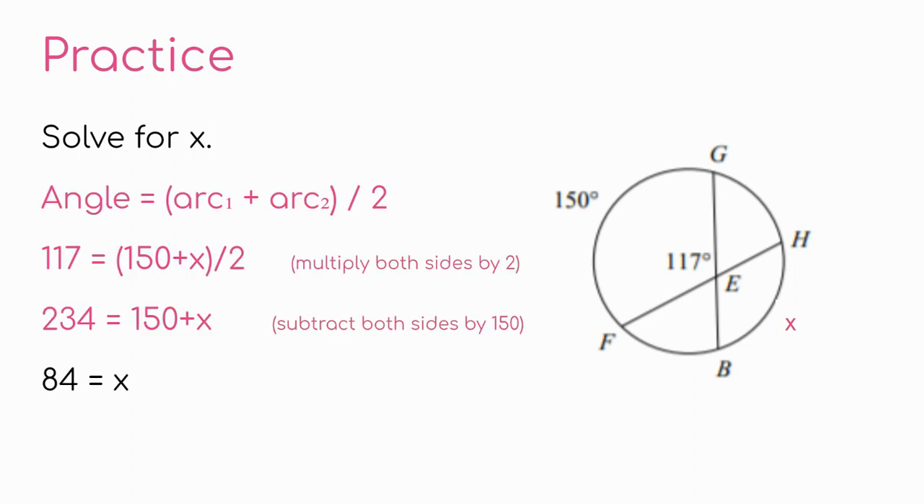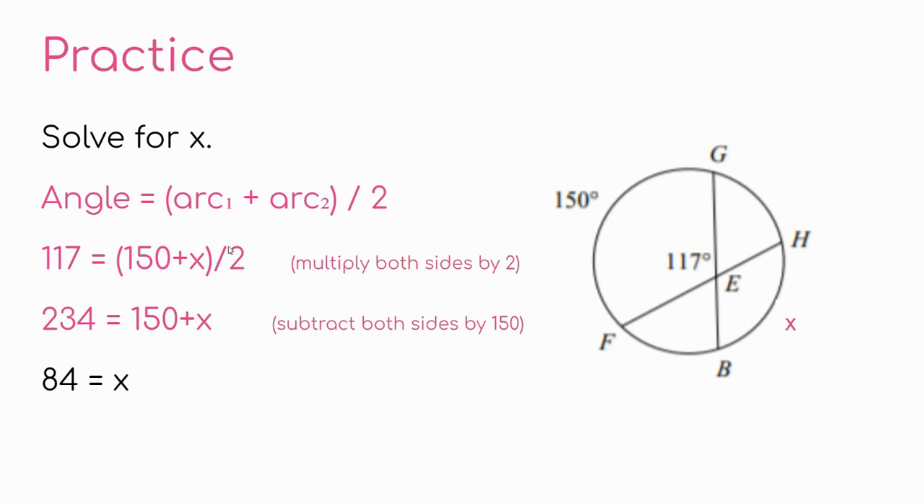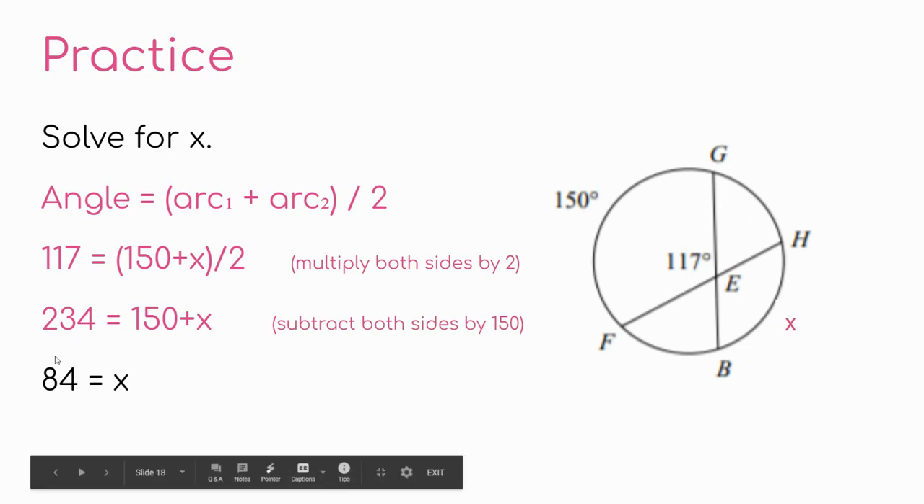All right, you should have used your formula. The angle is 117, so I plugged in 117 for angle. Arc 1 is 150, arc 2 is x, divided by 2. Just like before, we're going to get rid of this divide by 2 by multiplying both sides by 2. 117 times 2 is 234. Multiplying this side by 2 gets rid of that. We got 150 plus x. To get rid of the 150, we're going to subtract it from both sides. 234 minus 150, you get 84.